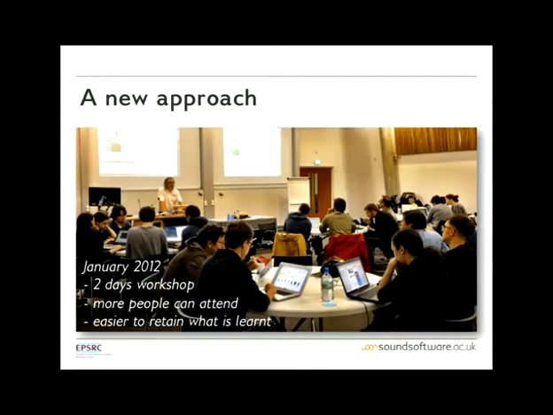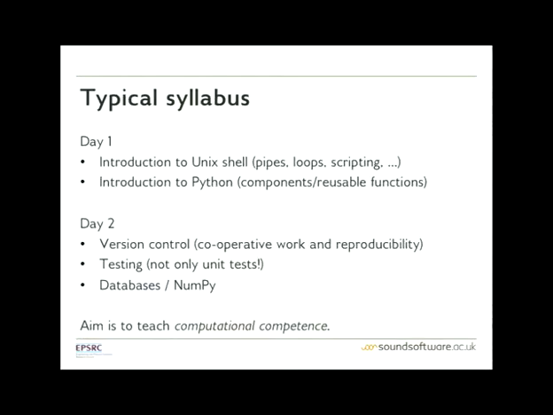Also, in shorter workshops, it's easier to retain what is learned, or at least we hope that it's easier to retain what is learned. It's easier to focus during 2 days than to keep focus for a whole week. And so, of course, if we are organizing 2 days instead of 5, some subjects had to be dropped. So a typical syllabus of a Software Carpentry workshop nowadays looks like this.